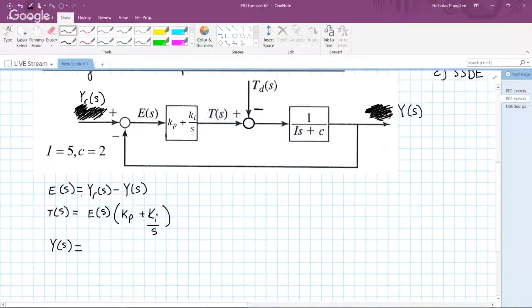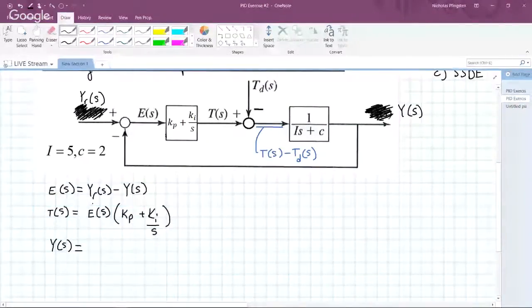And that will give us, well, let's think about this piece here. What is this piece of the block diagram? It's simply just a summation of that junction, which is just going to be T, capital T of s, minus the disturbance, which is T sub D of s. Which will give us this expression here of the capital Y of s.